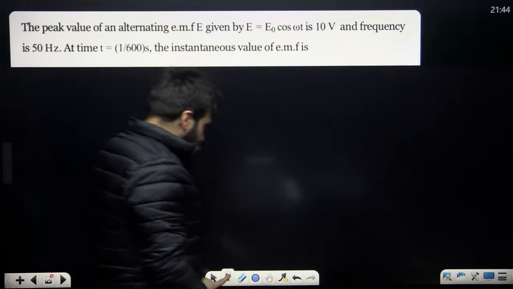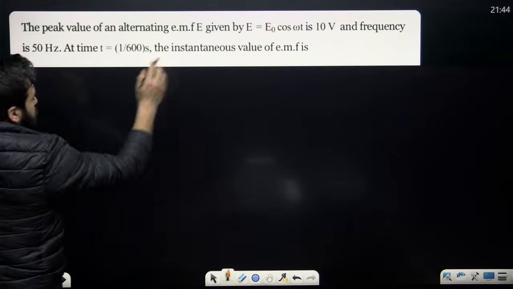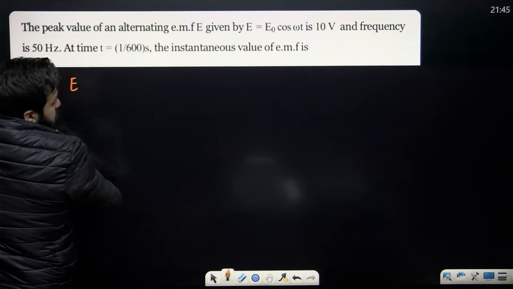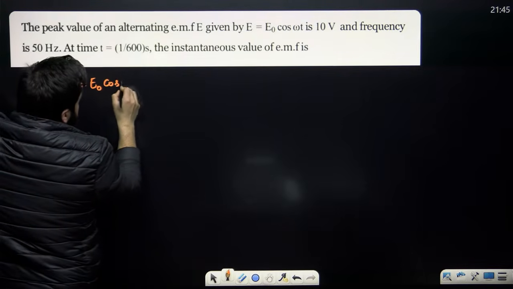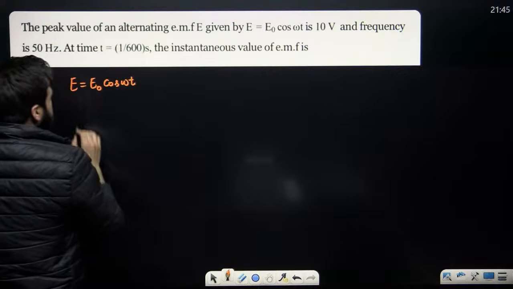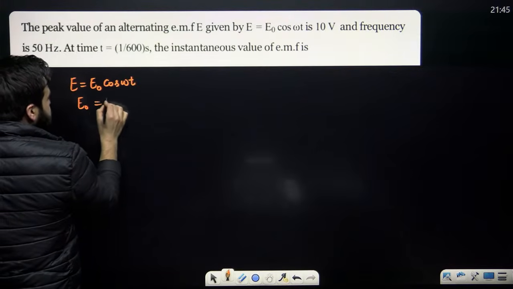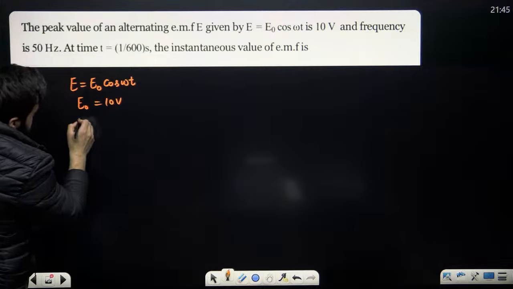Let's suppose you have this question. The peak value of an alternating EMF, this is the alternating EMF, E is equal to E naught cos of omega t. The peak value of the alternating EMF means peak value is E naught. It is given as 10 volts. And the frequency is 50 hertz.